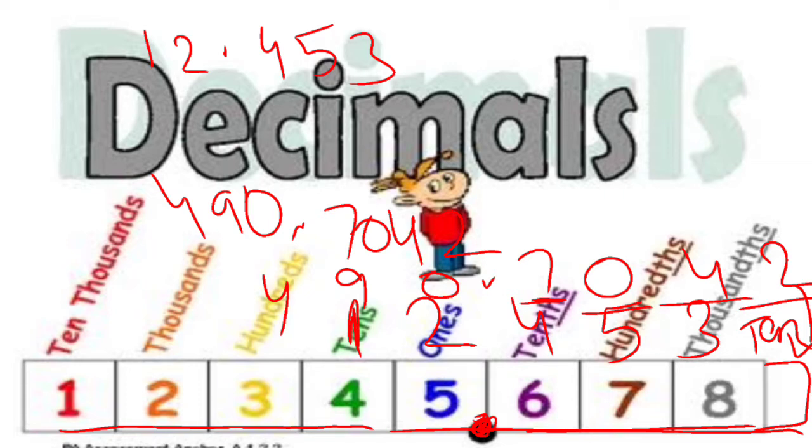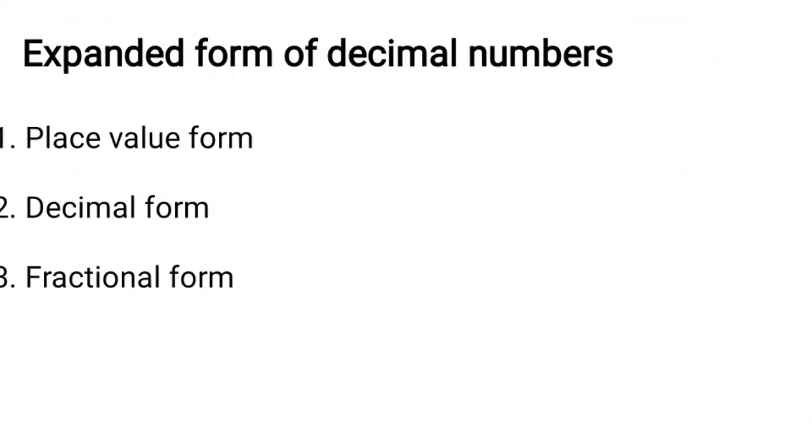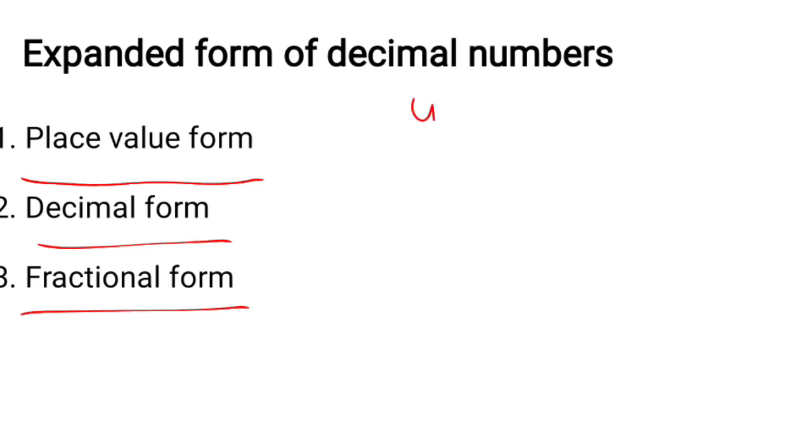Now, in how many ways can we expand a decimal number? We can expand a decimal number in three ways. The first is place value form, the second is decimal form, and the third is fractional form. I'm taking an example, 493.2. How will you represent it in place value form? This is our whole number. Simply as you represent any whole number, you will represent it like that.